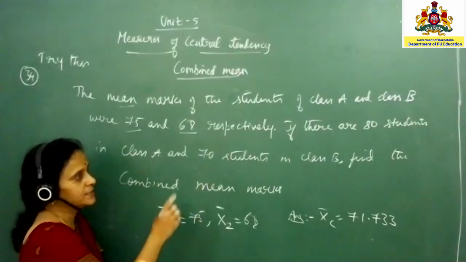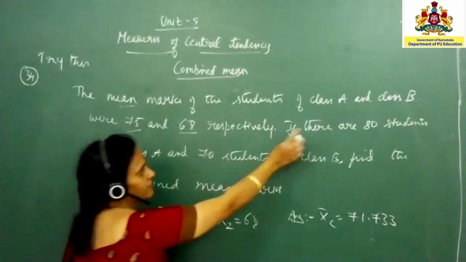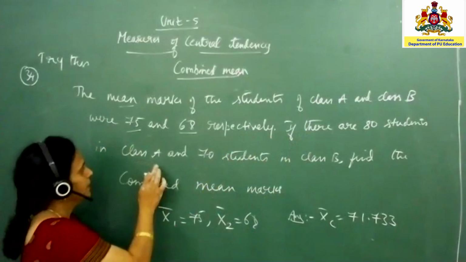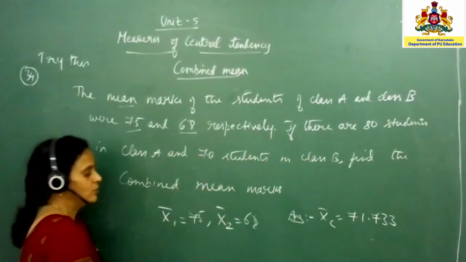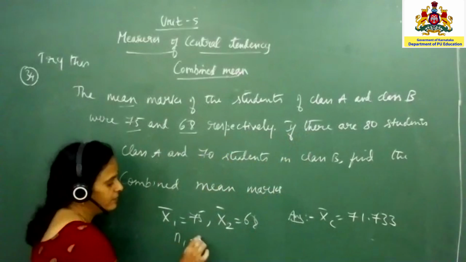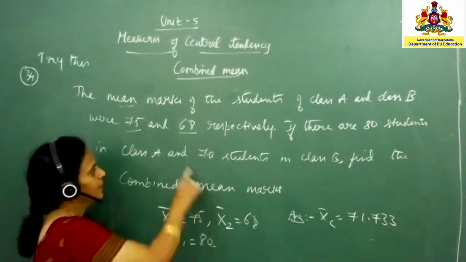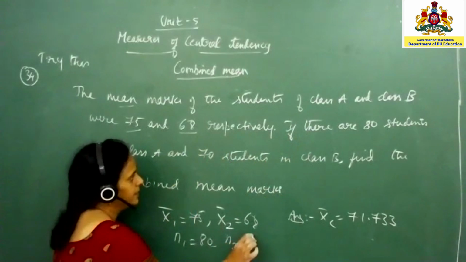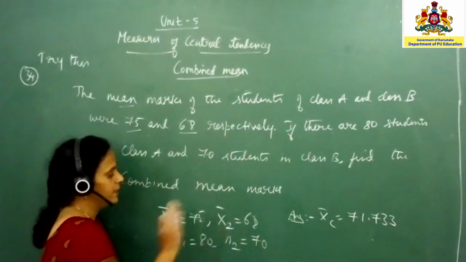Next, one more piece of data is given in the second line here. If there are 80 students in class A, so class A strength is 80, N1 I will take as 80. And 70 students in class B, so N2 I will take as 70. Now the whole data is ready.